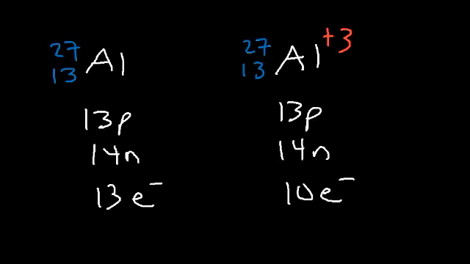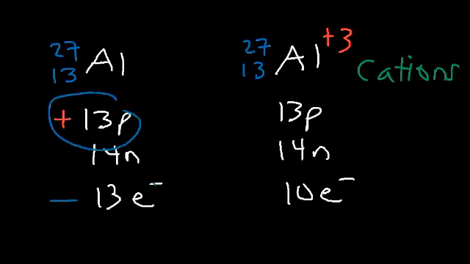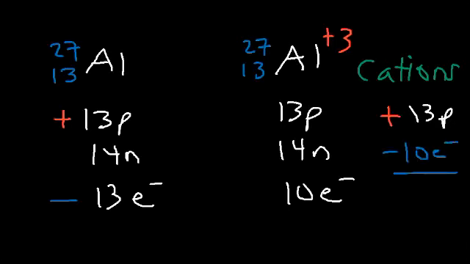Positively charged ions are known as cations. Negatively charged ions are known as anions. Now, if you add the 13 protons and the 13 electrons, you get a net charge of 0. So atoms are neutral. But for the ion, if you add the 13 protons with the 10 electrons, which have a negative charge, 13 plus negative 10 is positive 3, which is the net charge of the ion.